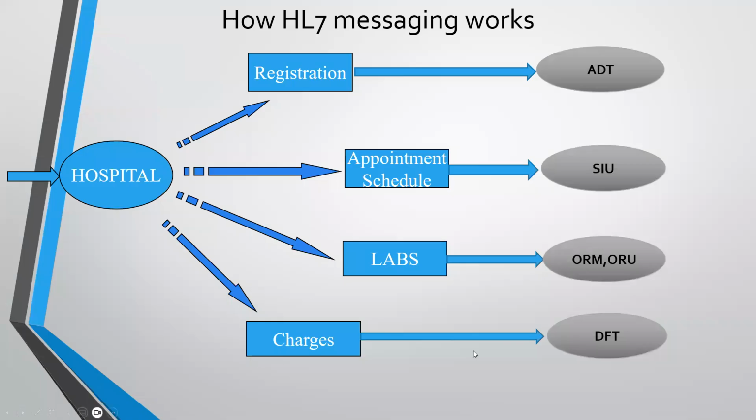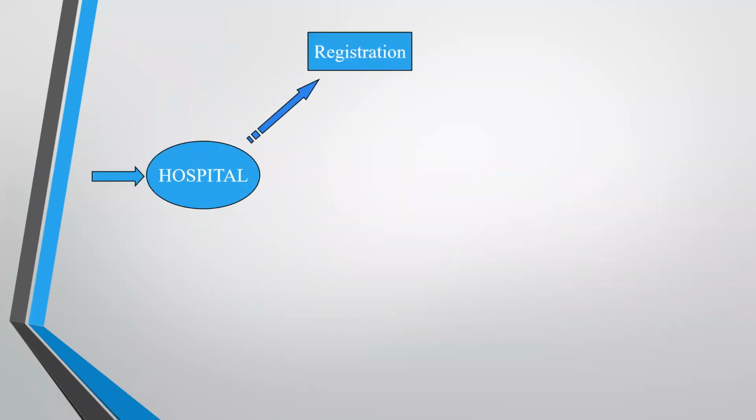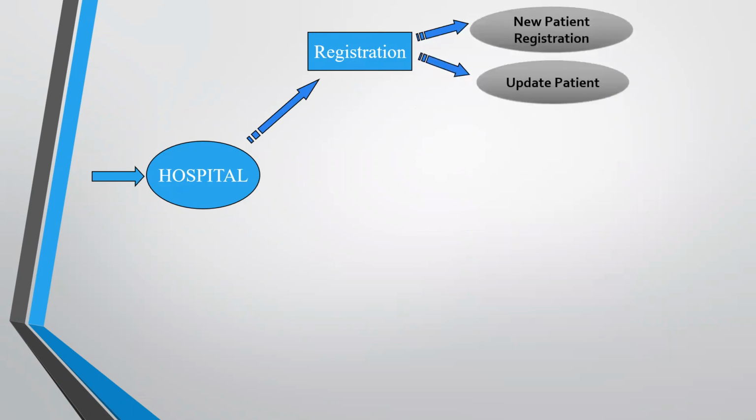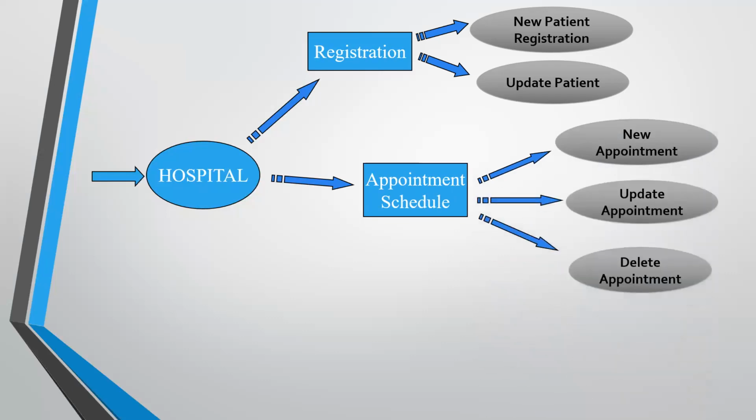Now let us go ahead and explore a little bit more. When we go to the hospital, registrations might have many events under them. We are just taking one or two examples, like patient registration and update patient information, and so on. Similarly, appointments will have events like new appointment, update of an existing appointment, or deletion of an existing appointment.